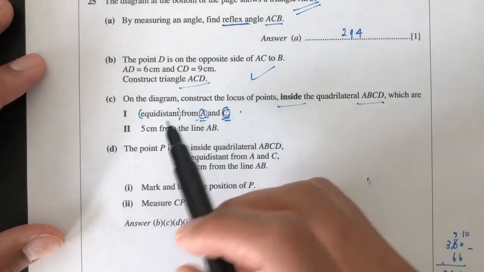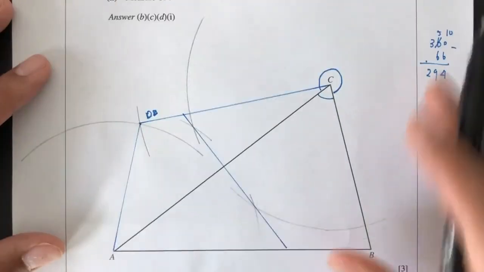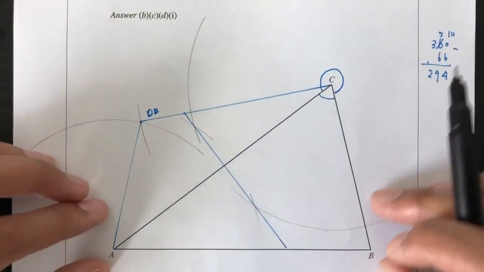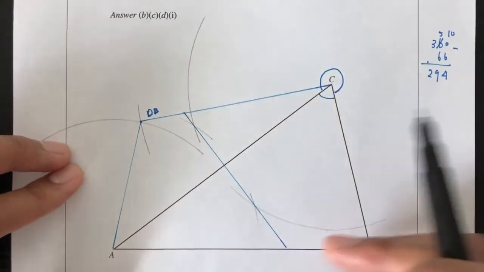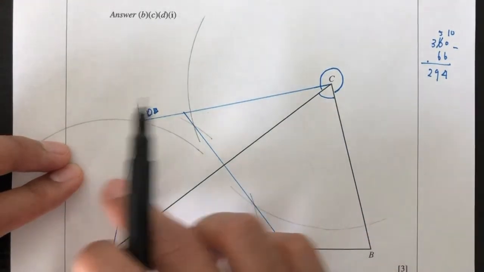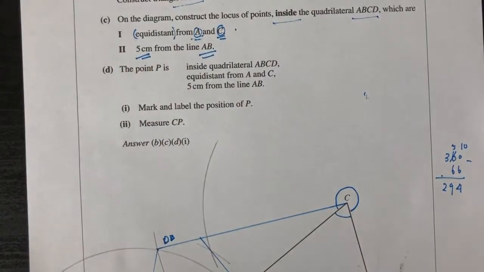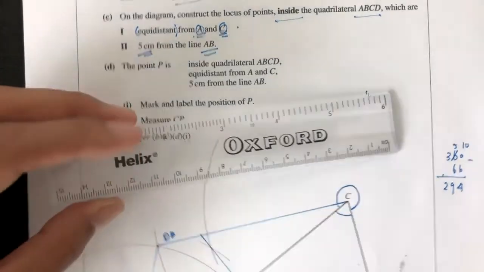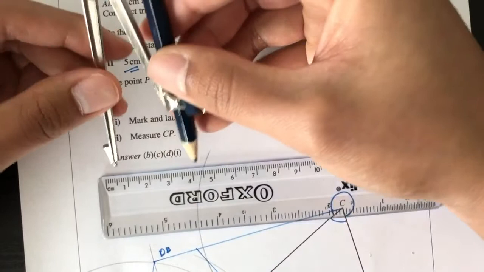Now for part 2, it needs to be 5 centimeters from the line AB. So from the line AB, it needs to be 5 centimeters. So it needs to be above the line. It cannot be outside of this shape. It has to be above the line. It needs to be a line parallel to A and D. So how do you draw that? It will be 5 centimeters. So you have to measure 5. So first you have to measure 5 centimeters from your ruler.